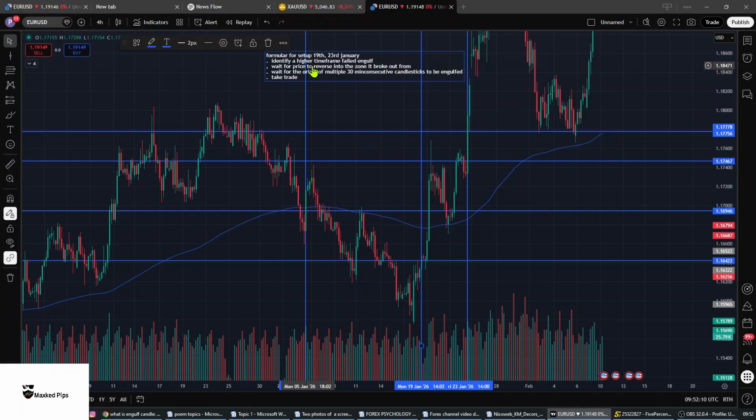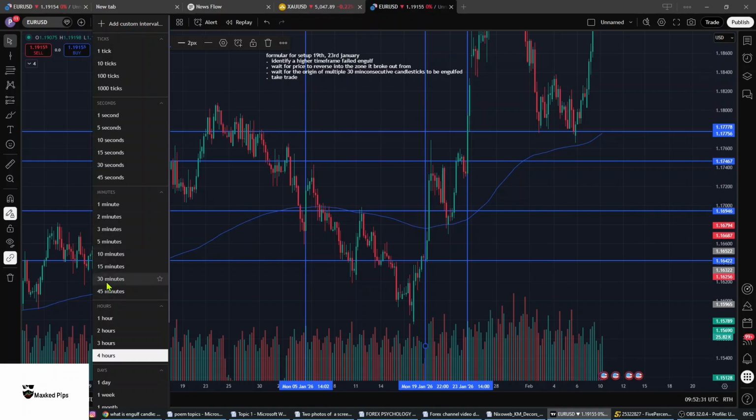Wait for price to reverse into the zone it broke out from. So we're going to wait for price to go back into the zone, which it did on this candlestick, and then we're going to wait for multiple consecutive 30 minute candlesticks to be engulfed. So let's go down to our 30 minutes so I can explain that better.